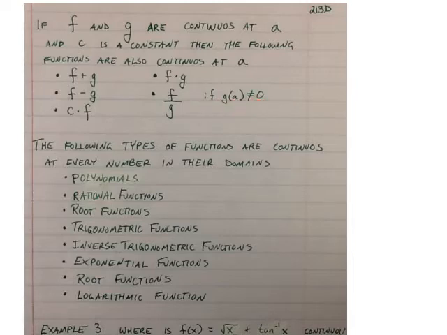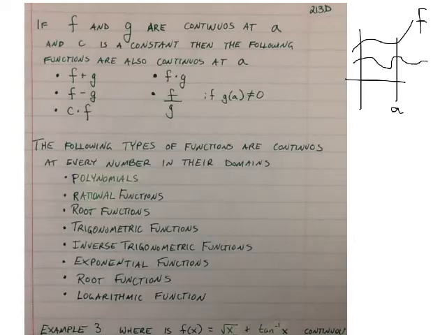So graphically, if you were to think about that, we'll say f is continuous at a, and g is also continuous at a. Then we can do the operations and say f plus g or f minus g, etc. is also continuous.